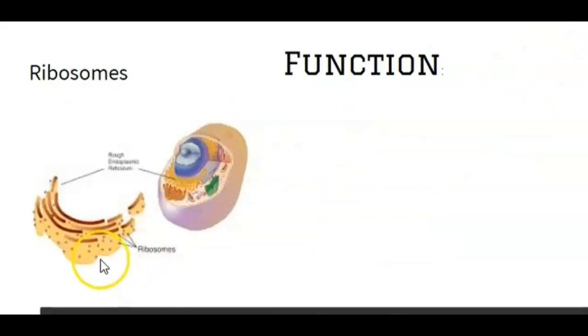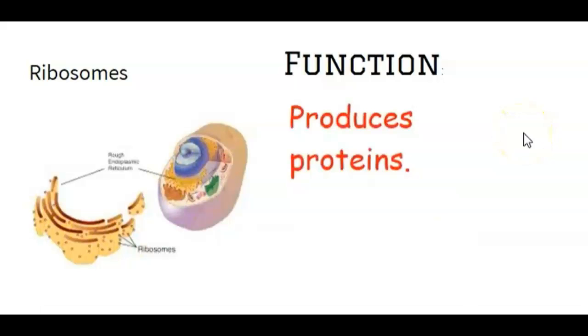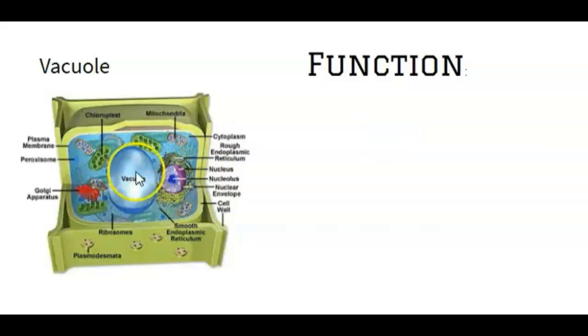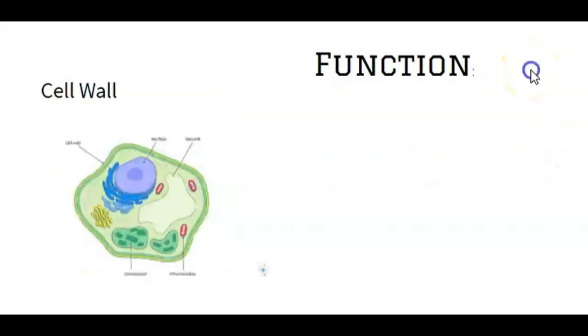Ribosomes. Now the ribosomes are these little dots on the ER here, and then they're also going to be free-floating. They produce proteins, right? And proteins are the building block for an amino acid, which is fundamental for pretty much everything in an organism. The vacuole. The plant has a large vacuole. Animal cells have a small one, but that is responsible for storing materials such as water and salt.